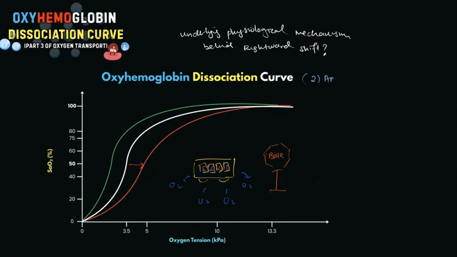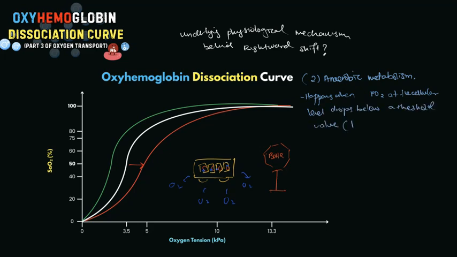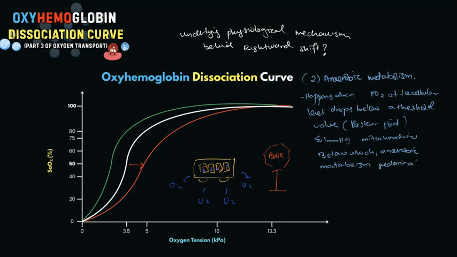The second mechanism responsible for this rightward shift is anaerobic metabolism. It happens when the PaO₂ level at the cellular level drops below a critical threshold value, known as the Pasteur point, which is less than 1 millimeter of mercury at the mitochondrial level. The metabolism will convert itself to anaerobic metabolism, right? The anaerobic metabolism will predominate.